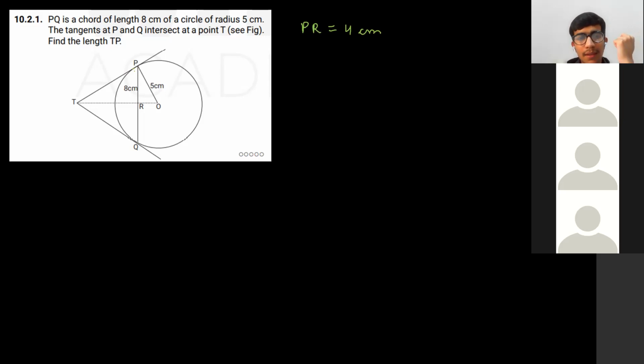Also, can I say that this whole angle TPO will be 90 degrees? Is this statement correct? Because TP is a tangent. Yes, sir. Yeah. TP is a tangent, and since OP is the radius, I can say that TP will be perpendicular to OP. Also, can I say that this angle will also be 90 degrees?